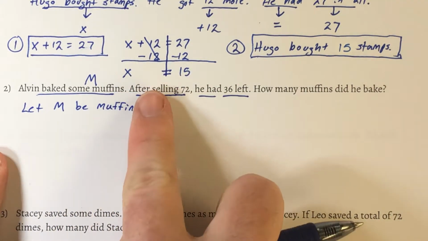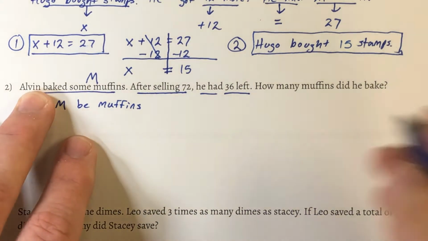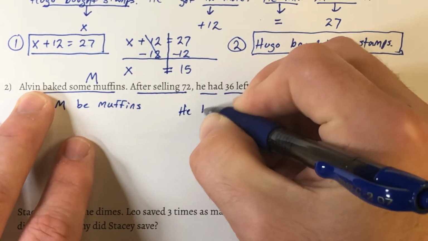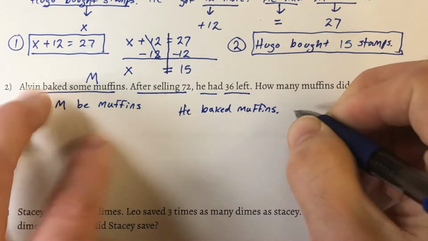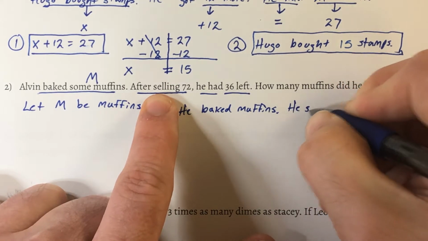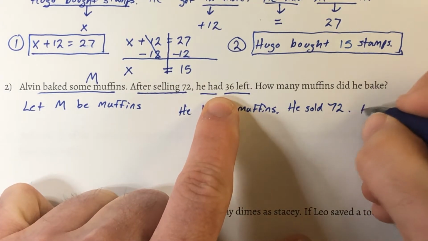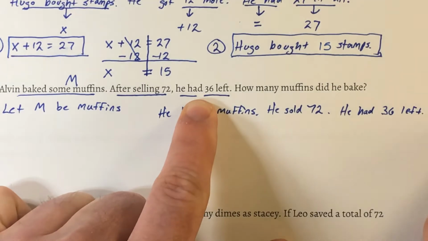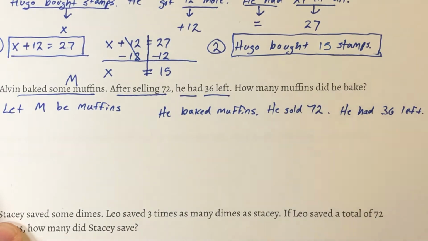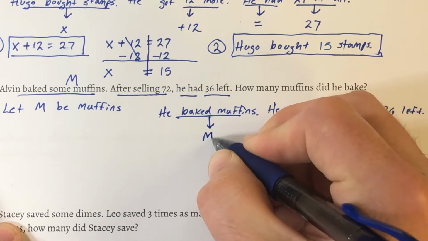Okay, this is a very straightforward, linear type story. So I'm going to write it kind of like it says. I'm going to summarize it. So he baked muffins. He sold 72. He had 36 left. All right, now I'm going to translate that into our equation. So he baked muffins. How many muffins? We don't know. So that's why we chose capital M.